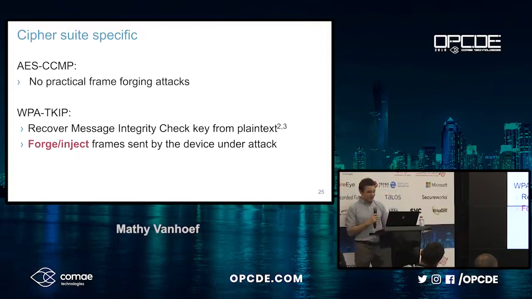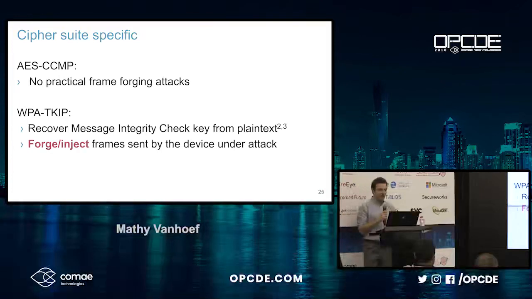Because if we would have still been using the older WPA2 algorithm, in that case, if there's nonce reuse, we could recover the message integrity check key, which is just an authentication key, meaning we would be able to forge messages that appear to be sent by the device under attack. So we got lucky here that now we're using AES CCMP, because otherwise the impact would have been worse.